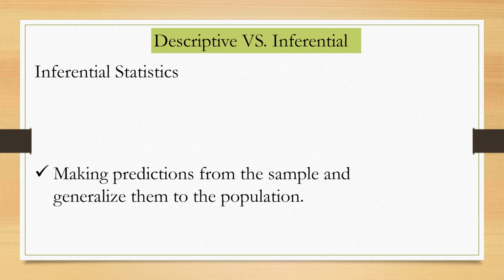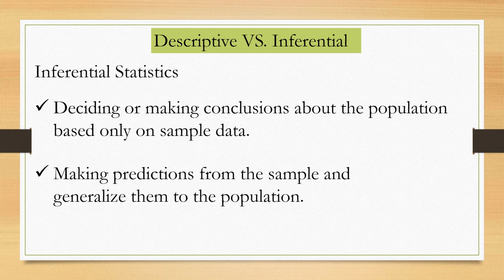While inferential statistics is deciding or making conclusions about the population based only on sample data, making predictions from the sample and generalizing them to the population. Okay, I am going to elaborate more on this.